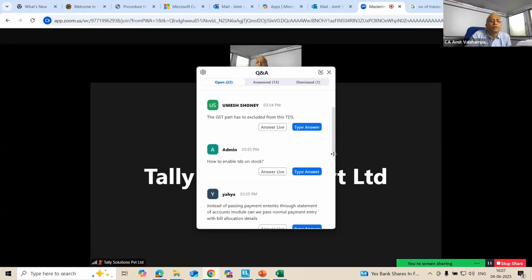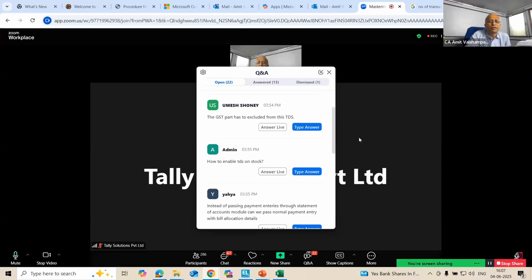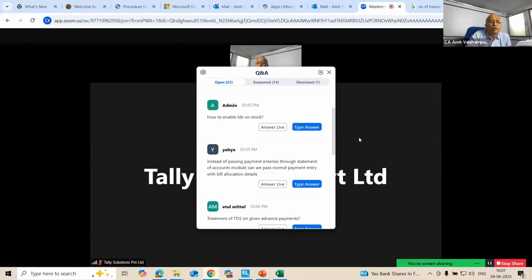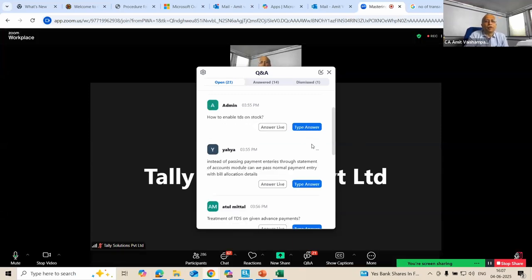GST part has to be excluded from TDS. Yes, it excludes the GST part from TDS. The way you configure it excludes the GST part from TDS. How to enable TDS on stock? Okay, I have demonstrated this. I'll just show it once again.